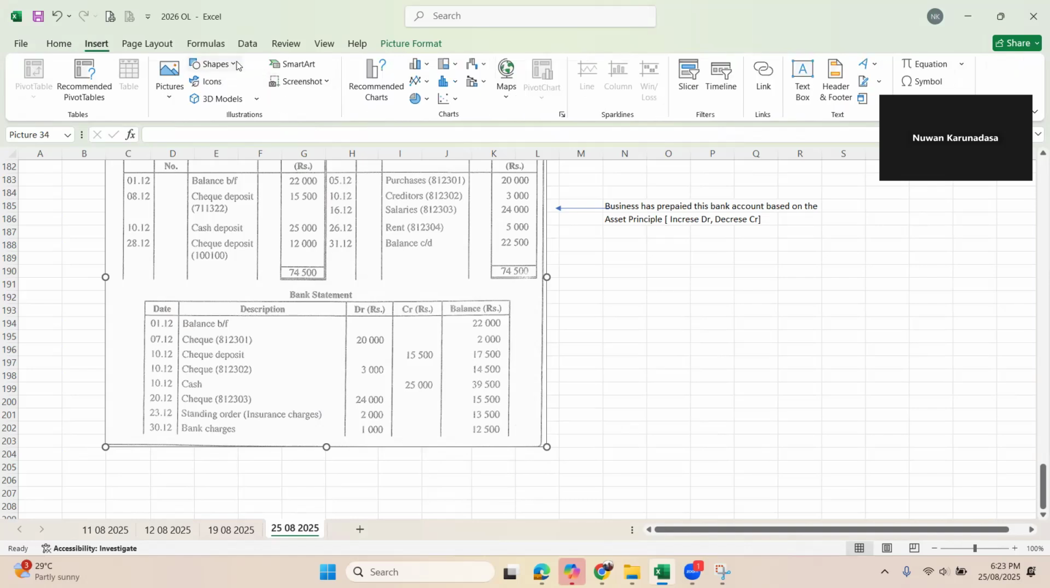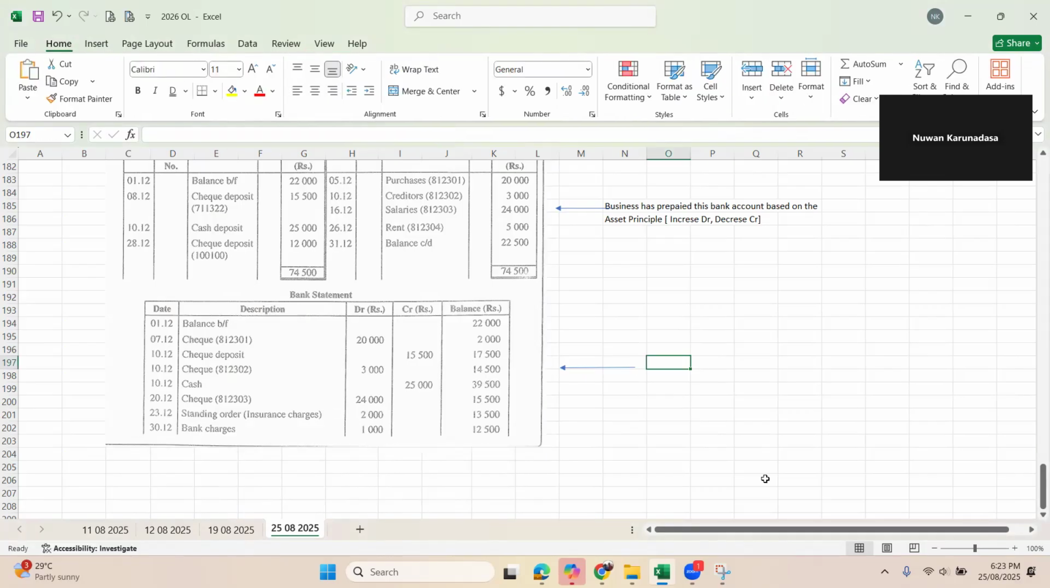So who has prepared the statement? The statement is prepared by the bank. What is the principle they have used? Liability principle. The bank statement is prepared by the bank on the liability principle. That means increase is credit and decrease is debit. This is the principle that they have applied.